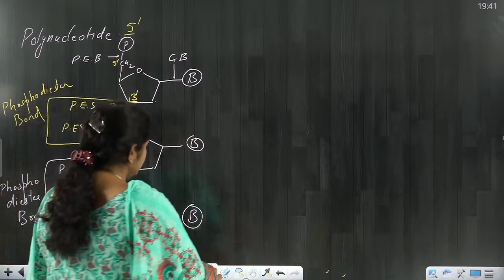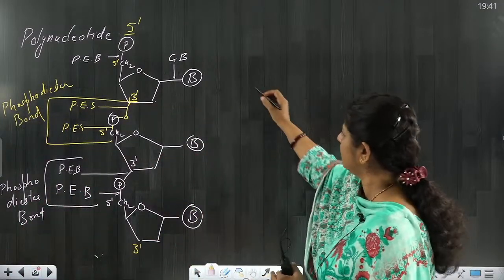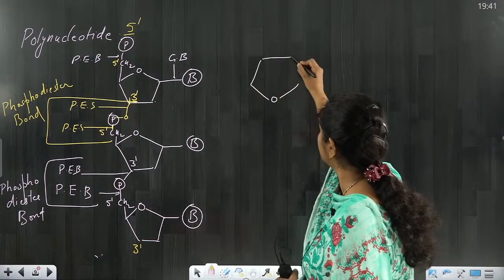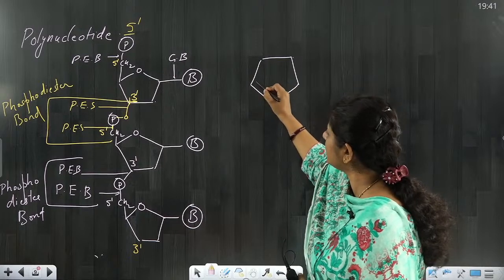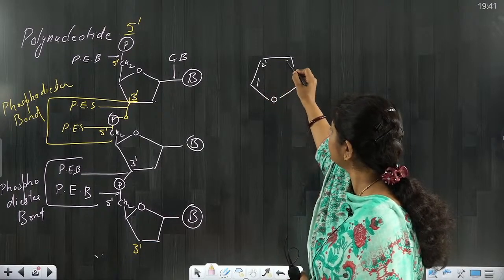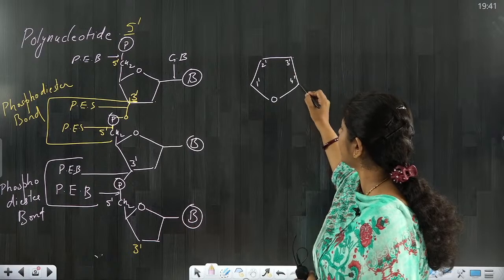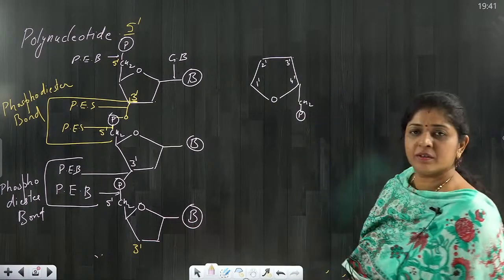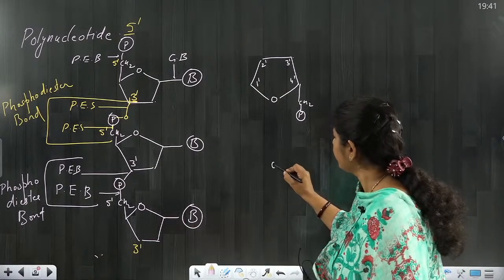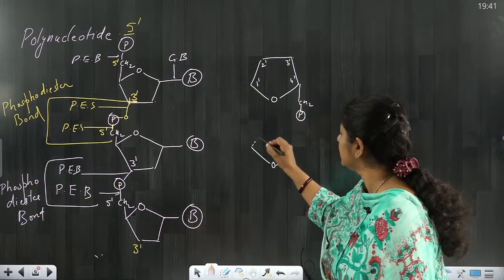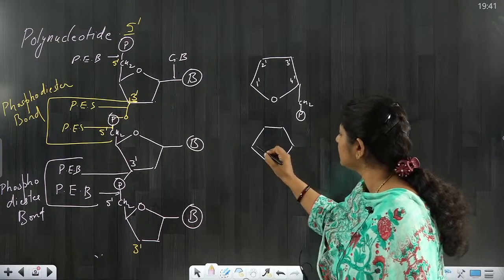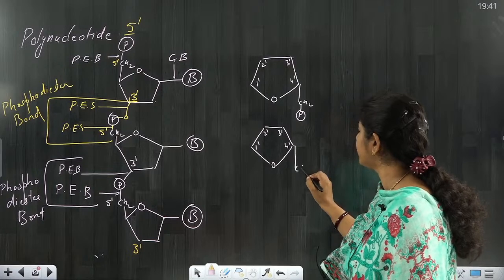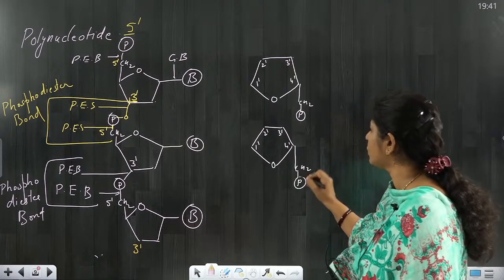How do I have to draw? Now see here, we have to take the inversion of this like this. Now what is happening? This will be 1 prime, 2 prime, this is 3 prime, 4 prime, this is 5 prime, and here is its phosphate. One more I have to draw like this to make you clear. This is 1 prime, 2 prime, 3 prime, 4 prime, 5 prime. At this it is having phosphate.